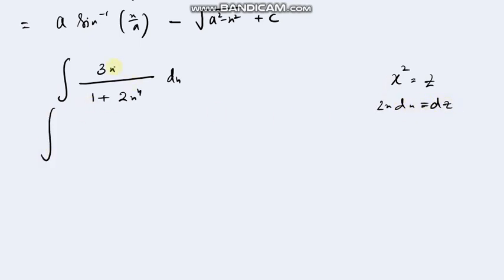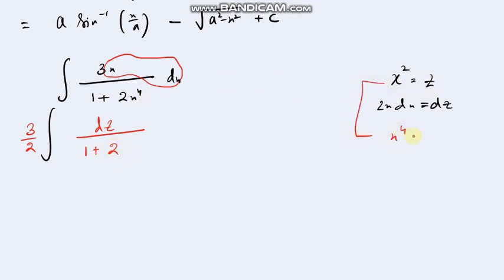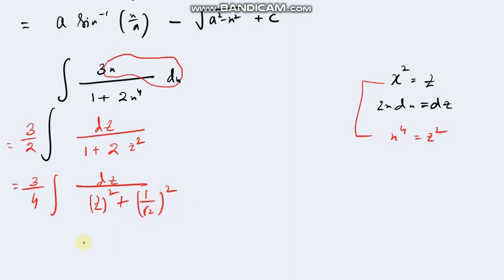So what will be my sum? Now just check this x dx. This x dx is dz divided by 2. So 3 divided by 2, dz is there. Then 1 plus 2, x square is z, so x to the power 4 will be z square, right? So it will be 2z square. I said that whenever anything is multiplied with the variable part, please take that outside. So 3 divided by 4, if I write in the next line, it will be dz divided by z square plus 1 by 2. Can we write 1 by 2 as 1 by root 2 whole square?